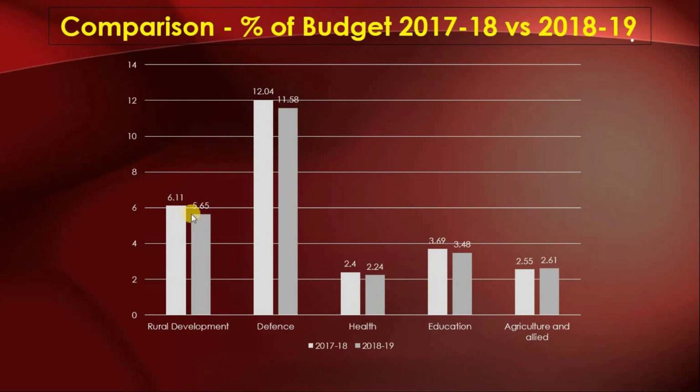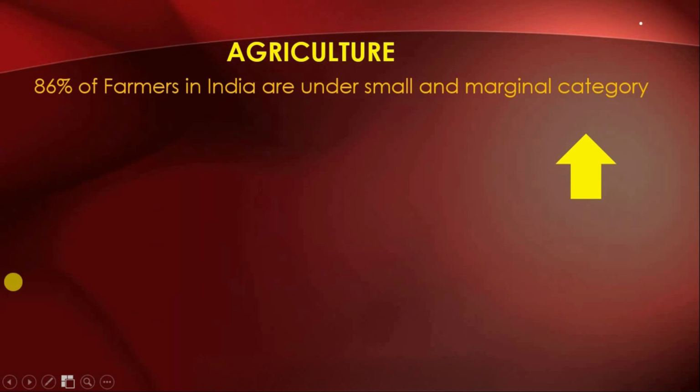So, please be careful that the percentage of allocation is different from the money allocated. If you see the amount allocated for defense and health, it will be more than the previous years. Next, we come to agriculture. The government says that 86% of farmers in India are under small and marginal category. What is the small and marginal category? Small farmers means farmers cultivating agriculture land of more than 1 hectare up to 2 hectares. And a farmer is under marginal category if the farmer cultivating land is up to 1 hectare only. 1 hectare means 2.5 acres.